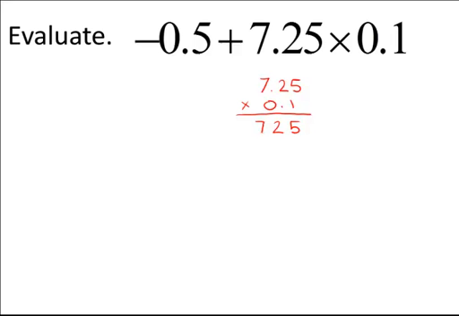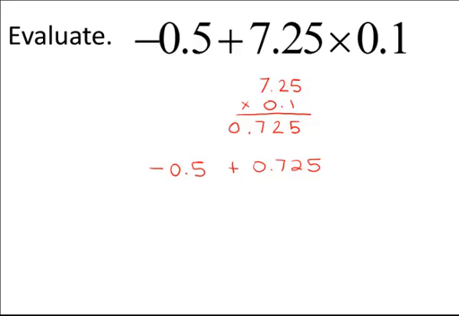Because 7.25 has 2 digits to the right of the decimal point, and 0.1 has 1 digit to the right of the decimal point, my answer requires 3 digits to the right of the decimal point, 0.725. Now I'm ready to do the addition. Negative 0.5 plus 0.725.